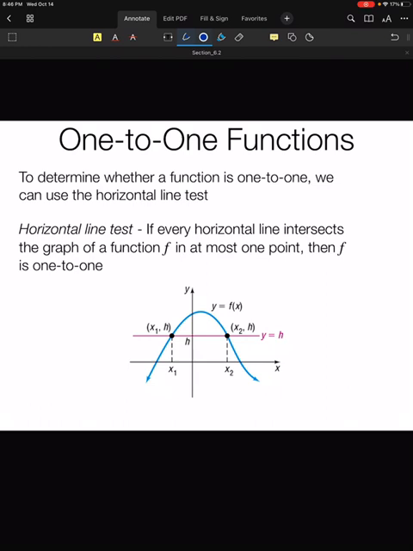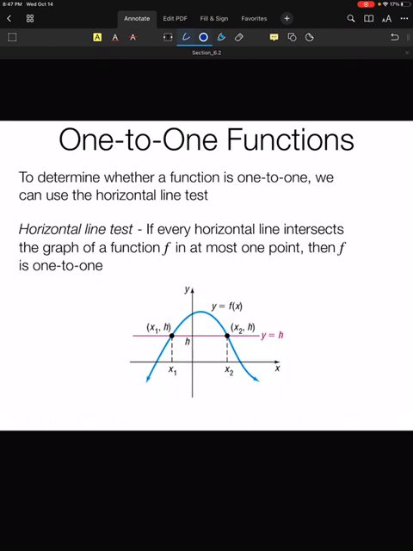Well, now we have a horizontal line test, and the horizontal line test is for one-to-one functions. It works the same as the vertical line test. If I pass a horizontal line through the entire function and it hits at most once, then the function is one-to-one. But if the horizontal line hits the function more than once at any point along the function, then it is not a one-to-one function.